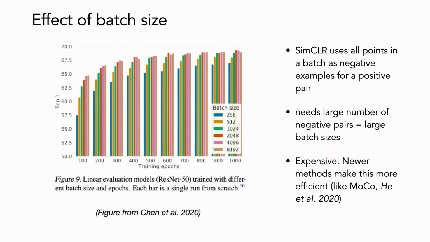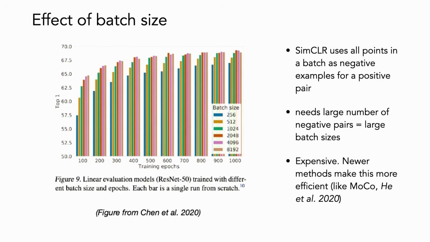Batch size has also been shown to be really important. SimCLR uses all the points in a batch as negative examples, and it turns out that the number of negative examples you have at every given point significantly improves performance, particularly early on in training. You can see that the difference is close to 10% between having a batch size of 256 versus a batch size of 8,192.